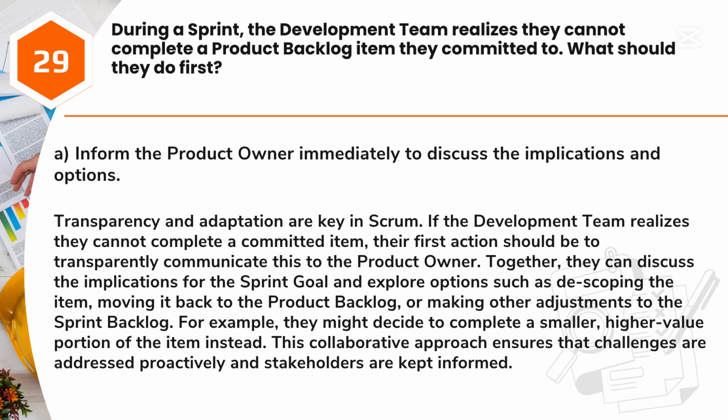Answer: A. Inform the product owner immediately to discuss the implications and options. Transparency and adaptation are key in Scrum. If the development team realizes they cannot complete a committed item, their first action should be to transparently communicate this to the product owner. Together, they can discuss the implications for the sprint goal and explore options such as de-scoping the item, moving it back to the product backlog, or making other adjustments to the sprint backlog.